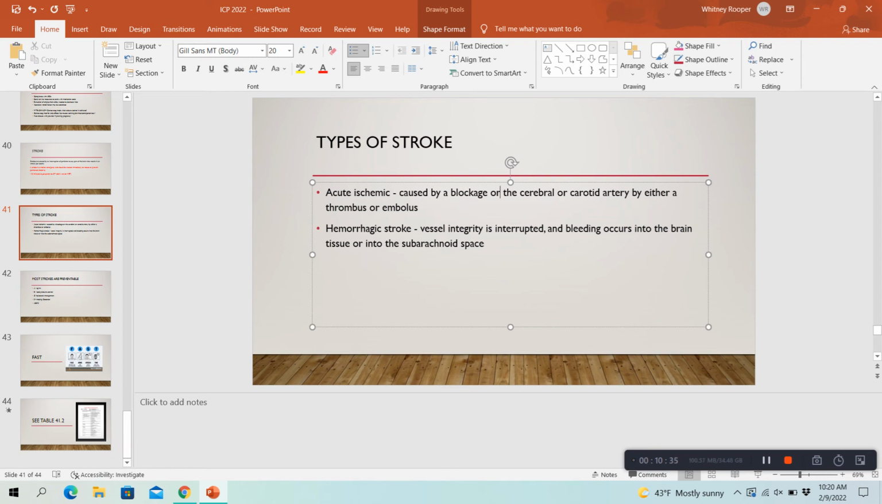Hemorrhagic stroke. The vessel integrity is interrupted, and bleeding occurs into the brain tissue or into the subarachnoid space. What would you assess? People's level of consciousness first. Pupils. Doing a neuro exam, right? All of this goes together. Neuro.